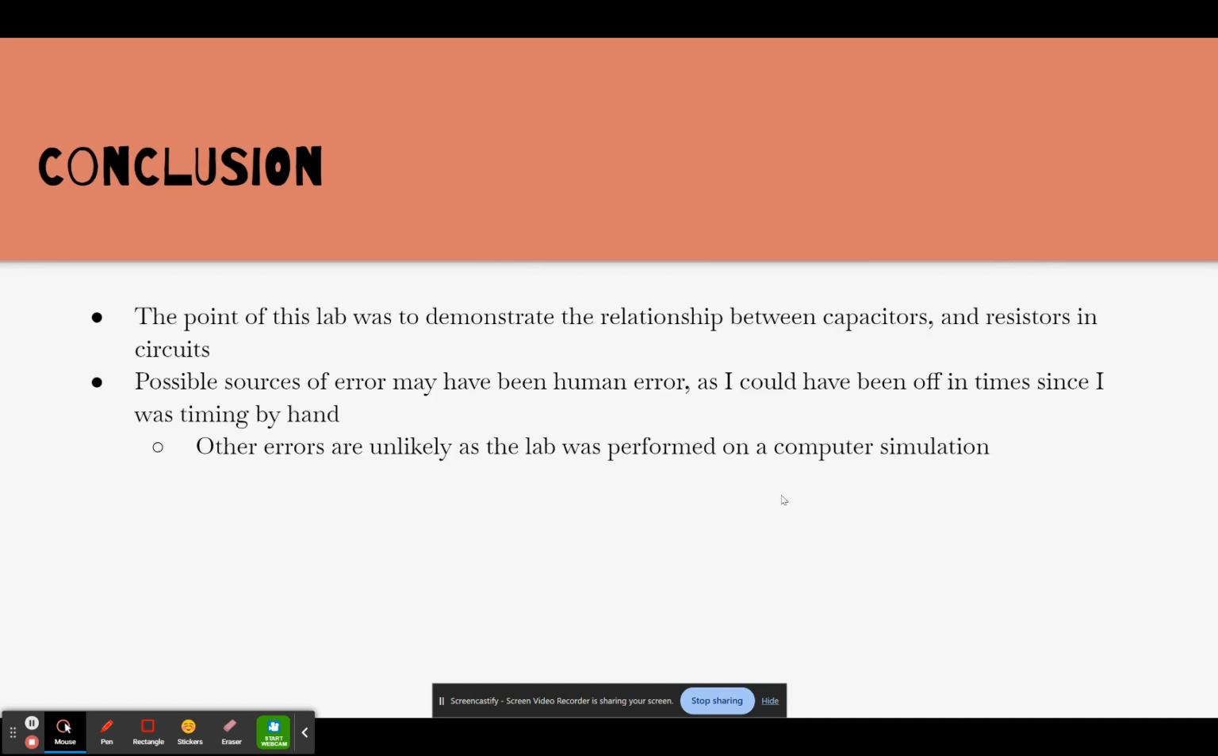And then the conclusion: the point of this lab was to demonstrate the relationship between capacitors and resistors in circuits. The possible sources of error may have been human error, as I could have been off in time since I was typing by hand, but any other errors are very unlikely because the lab was performed on a computer simulation, so we're assuming ideal situations.